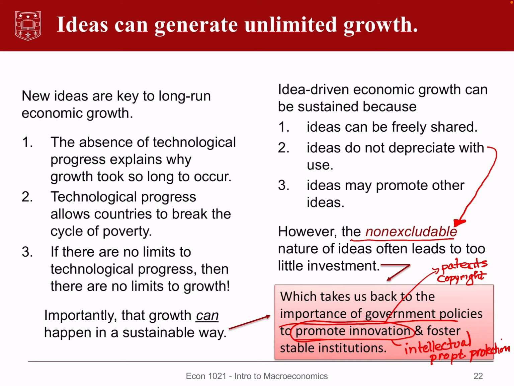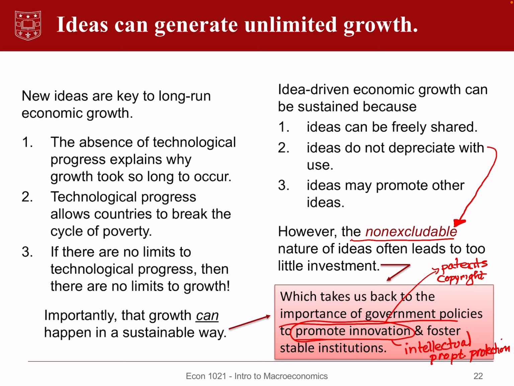Optimistically, technological progress can allow countries to break the cycle of poverty. So we see that with catch up growth, but then that can just be even more profoundly described with the promise of having a production function itself that's shifting up. And if there are no limits to technological progress, then optimistically, there can be no limits to growth.